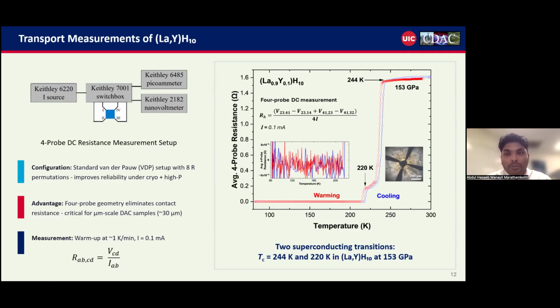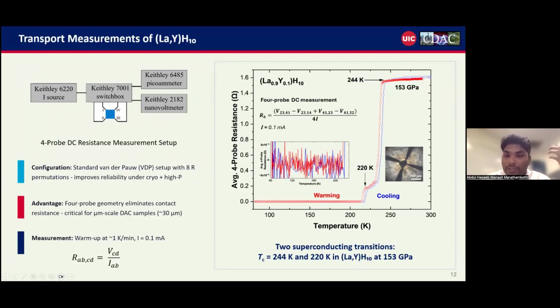The Van der Pauw method was originally designed for homogeneous thin films, but we have adapted it here for an inhomogeneous multi-phase DAC sample. We collect 8 partial configurations, R_ABCD, where the voltage is taken across C and D, and the current goes across A and B. Here we are plotting the four-probe average resistance with the equation shown here. The results at 153 GPa are shown here.